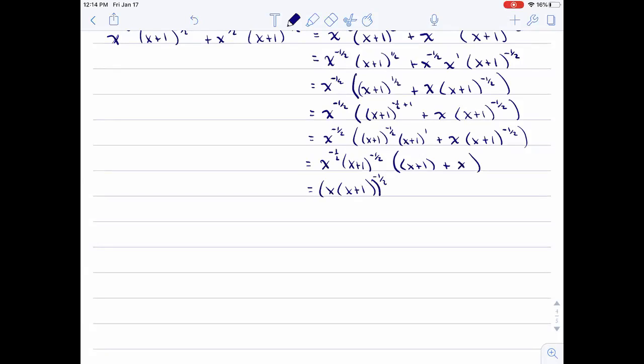And in the other set of brackets, I've got x plus 1 plus x. I can simplify that as 2x plus 1. So times 2x plus 1. Inside here, I can simplify x times x plus 1. And so I get x squared plus x to the negative 1/2 times 2x plus 1.